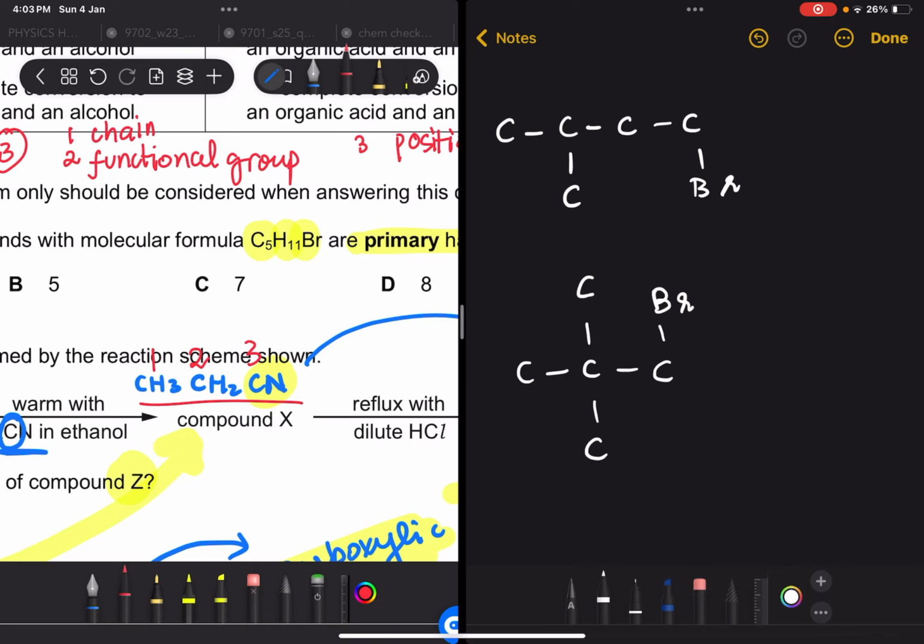Is there another way I can do it with the functional group? No, I can't change the functional group. Can I do it with the chain?